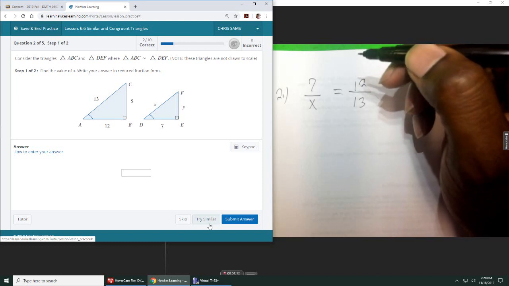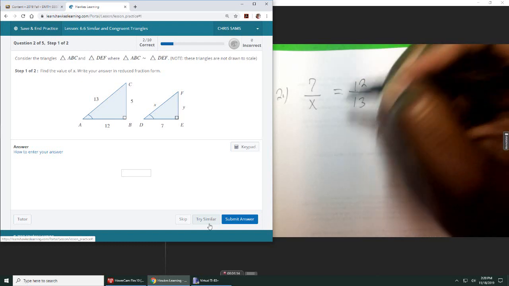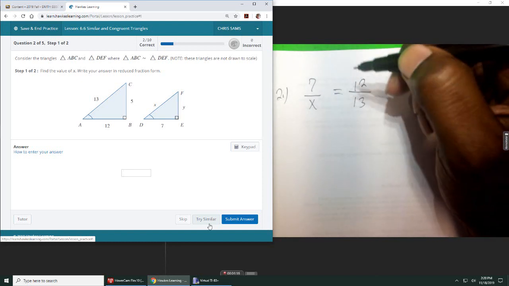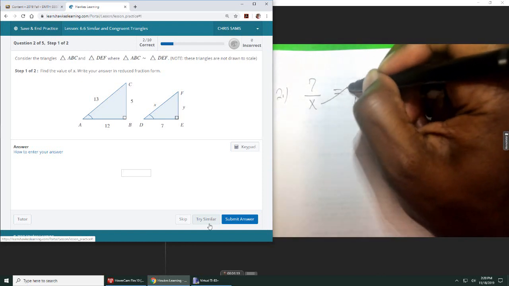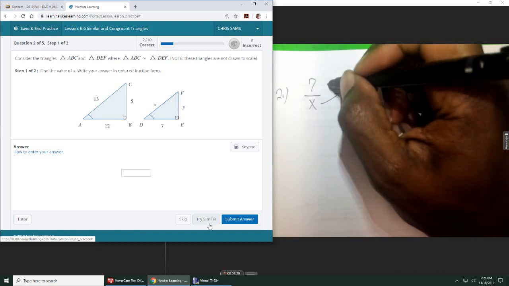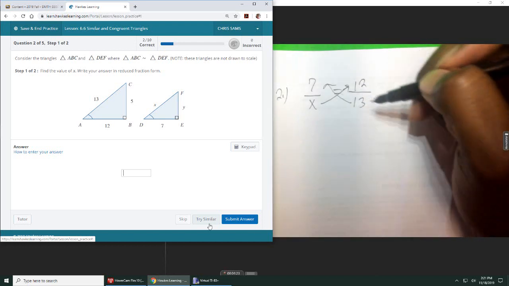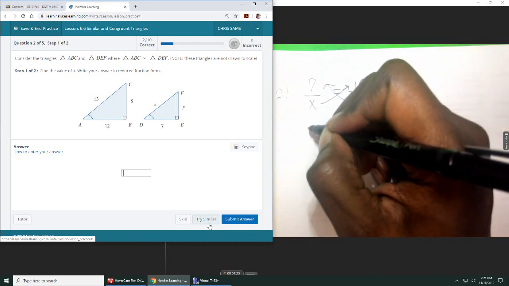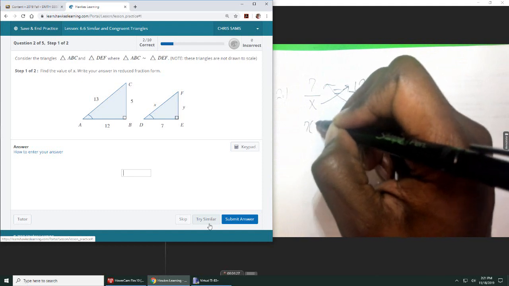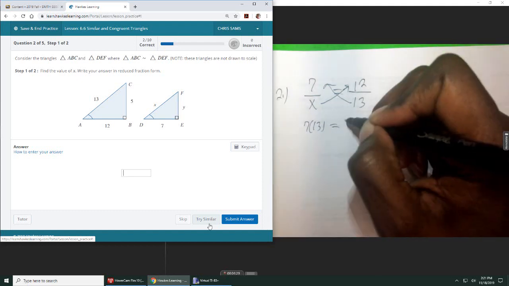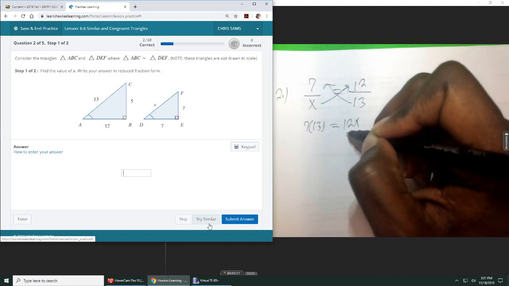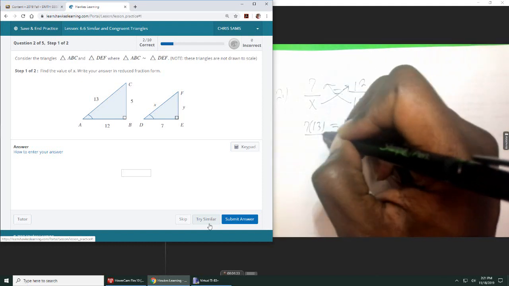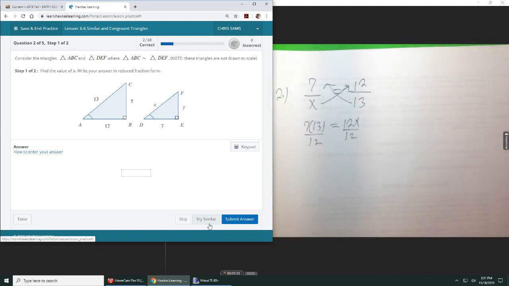And then from here, actually I wanted it on the top, so I did set it up backwards from what I wanted. We actually have to cross multiply here. So I want the variable on top. And then we would get 7 times 13 is equal to 12x. And then we would divide by 12. And then that will give us our x value.